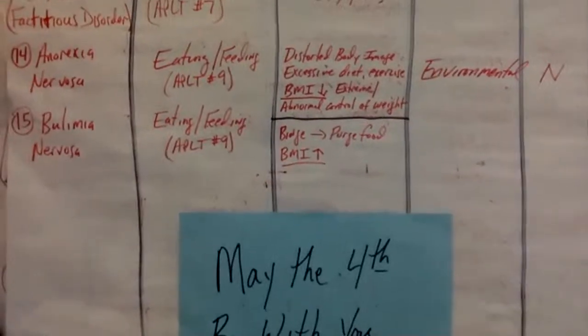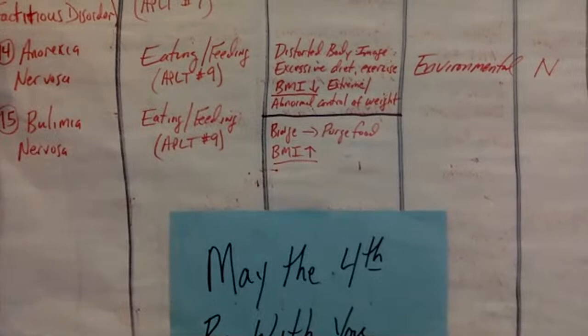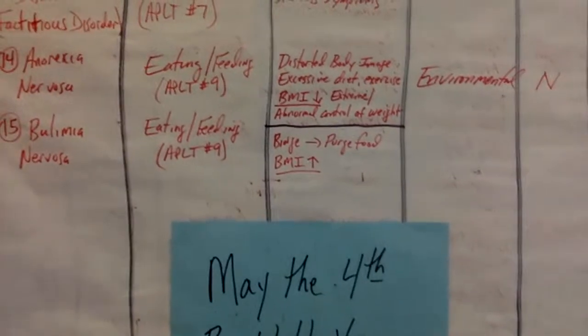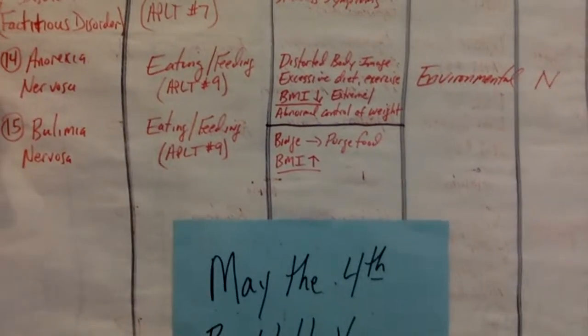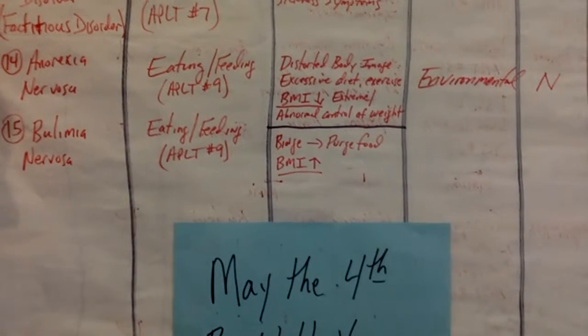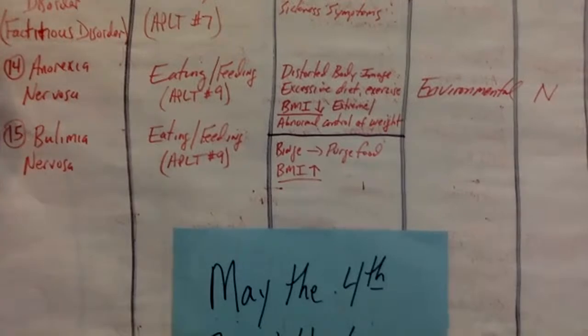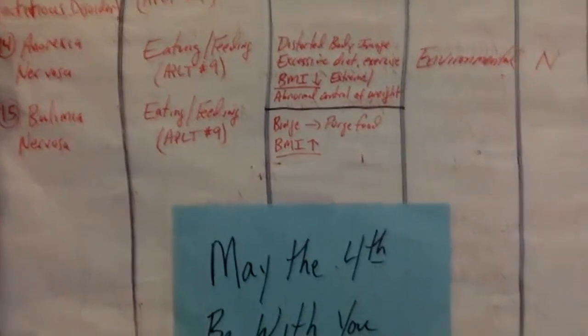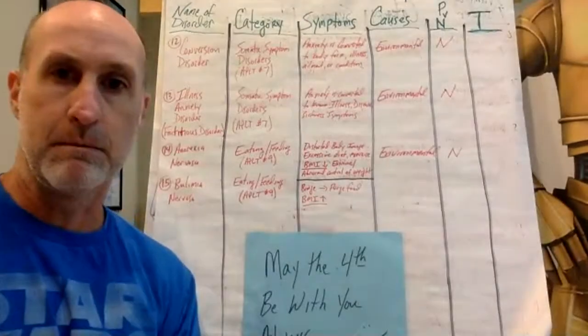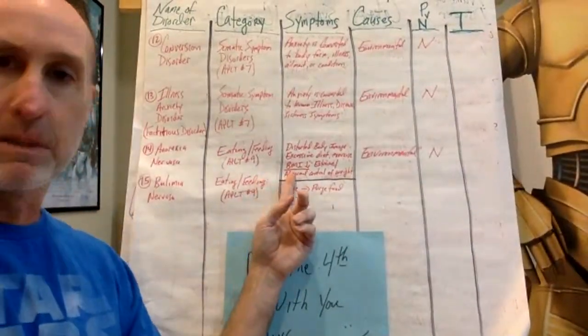Okay. So it is an eating and feeding disorder, and it is characterized by a distorted body image, excessive diet or exercise, abnormal control of weight, extreme and abnormal control of weight, and they have a significantly low BMI. Okay. So they will look generally very thin. Okay, that's that low BMI.